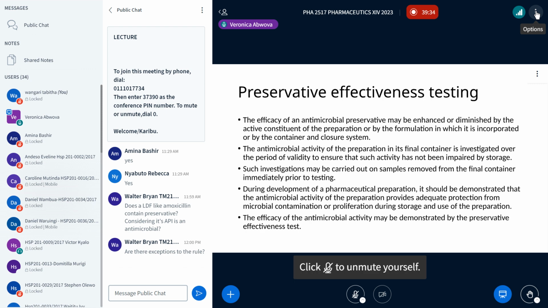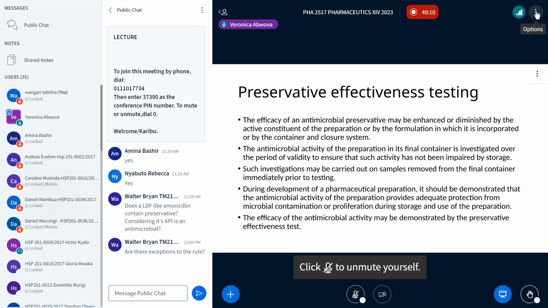Similarly, you may have a suspension. Instead of the preservative remaining free, it attaches onto the solid particles. Then what happens? You don't have free preservative. Remember, we've kept on saying for your preservative to be effective, it must be free. If it is not free, what will happen? You will have growth of microorganisms within your product. Such investigations may be carried out on samples removed from the final container immediately prior to testing.